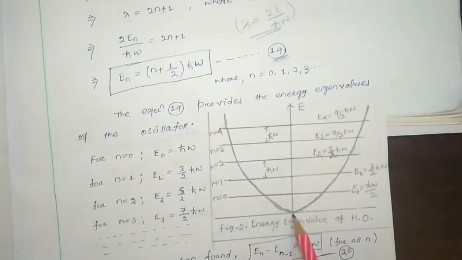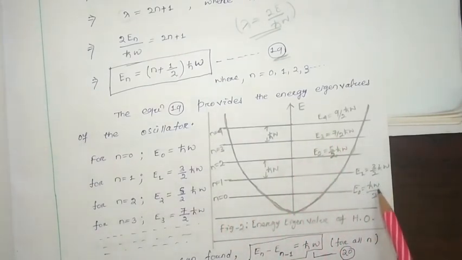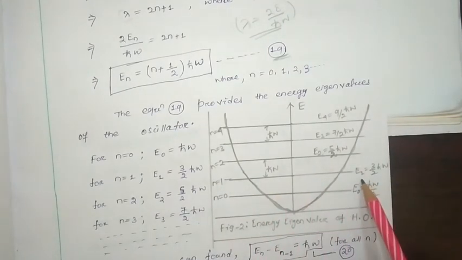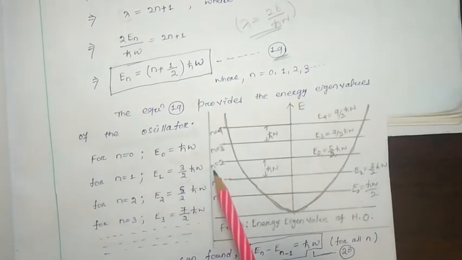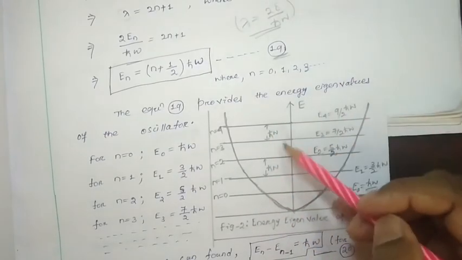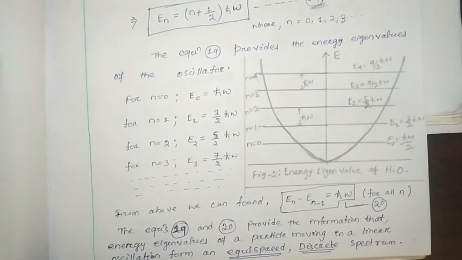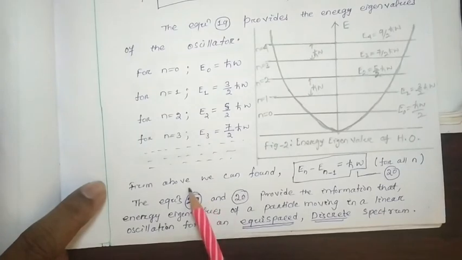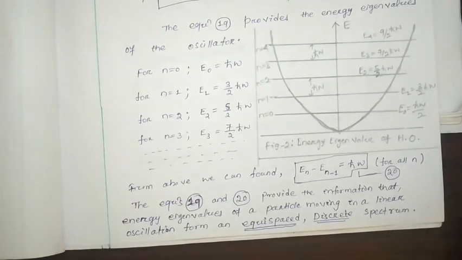And for each value of n, we found discrete energy levels. For n is equal to 0, E0 is equal to h cross omega by 2. For n is equal to 1, E1 is equal to 3 by 2 h cross omega, and for n equal to 2, it is 5 by 2 h cross omega. In between the two levels, the difference is h cross omega. Means we get equally spaced discrete energy levels for the linear harmonic oscillator. So from the above, we found that the difference between consecutive levels is h cross omega.